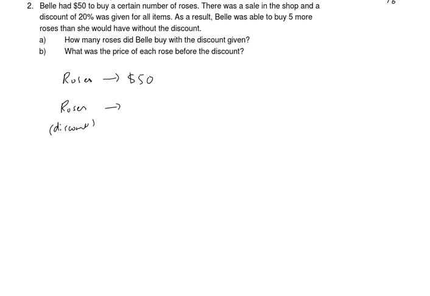$40. Do you agree with her? Yes, because the roses enjoy a 20% discount, right? After a 20% discount, she will just pay $40. That means she has a savings of $10, right? And this $10 allows her to buy what? This $10 savings allows her to buy 5 more roses.